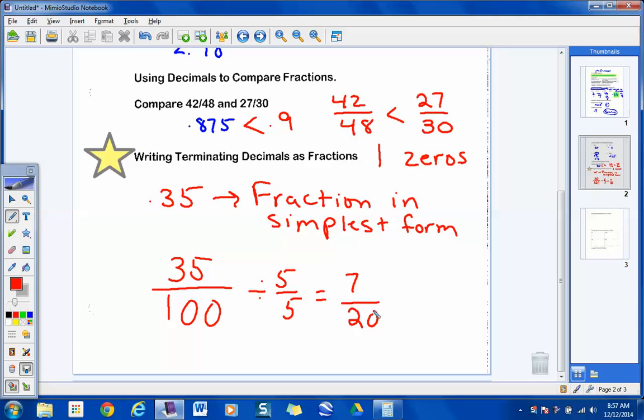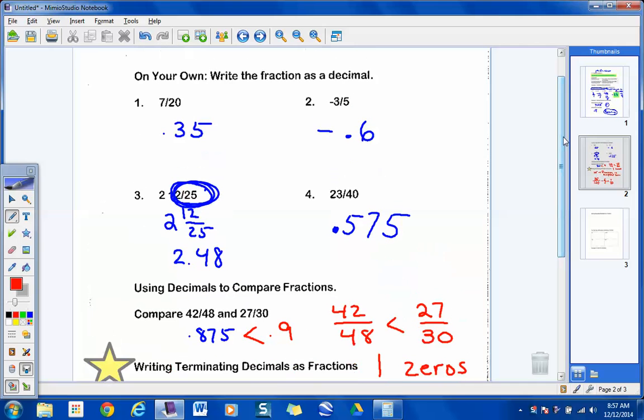By the way, I stole that one from up top. What did we have? 7 over 20, which was 0.35. Understand how we work backwards from there to get to here? Okay. Let's try another one.